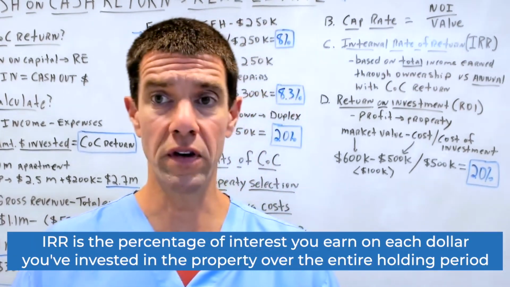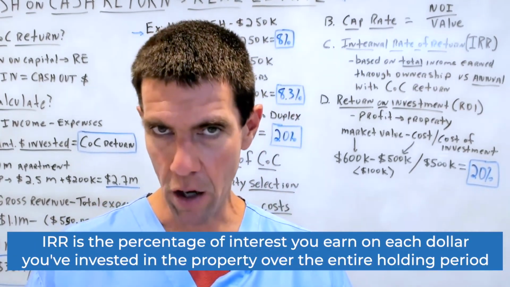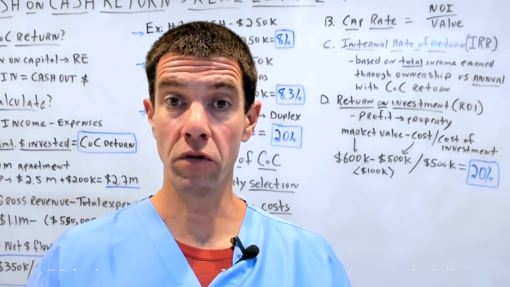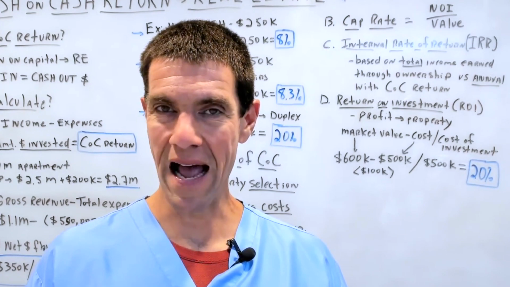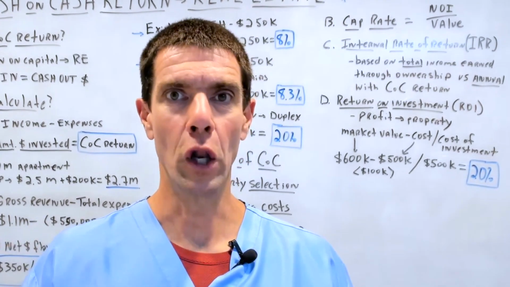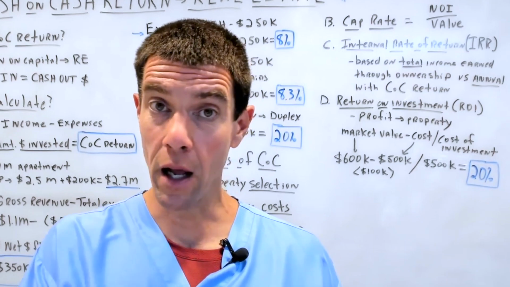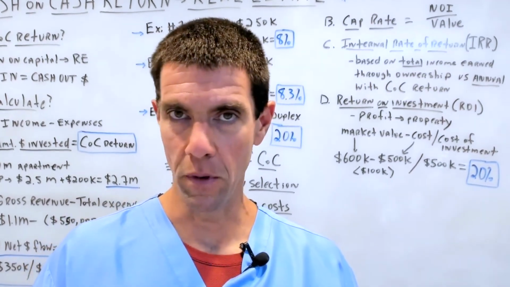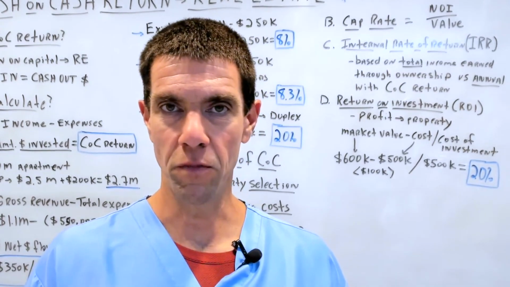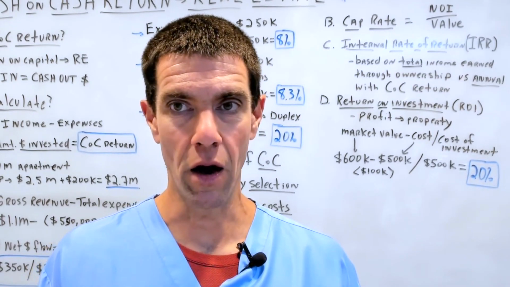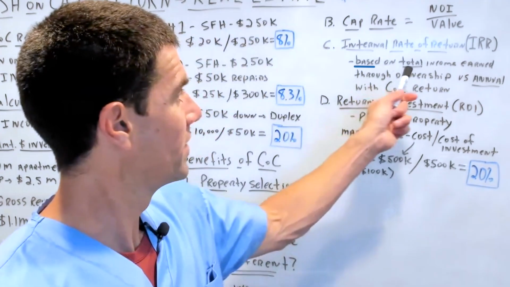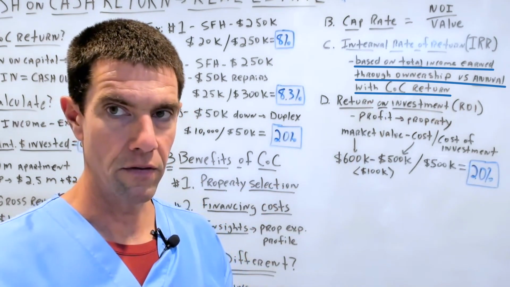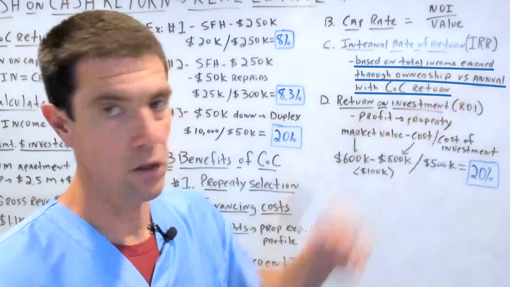And the IRR is the percentage of interest you earn on each dollar you've invested in a property, again, over this entire holding period. Now, when it comes to investing in real estate, as you know, time is money, right? So the longer an investor's money is tied up, the lower the IRR will be and the worse the investment will perform. So the primary difference between the cash on cash return and the IRR is that the IRR is based on total income earned through this ownership cycle, whereas with cash on cash returns, it's just annually.